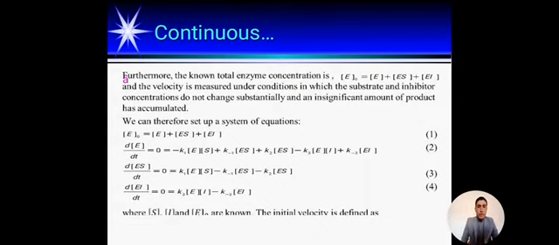We know the total enzyme concentration A0 is equal to A plus ES plus AI. So from chemical kinetics, we can set up a system of equations, from this equation till equation number 4.